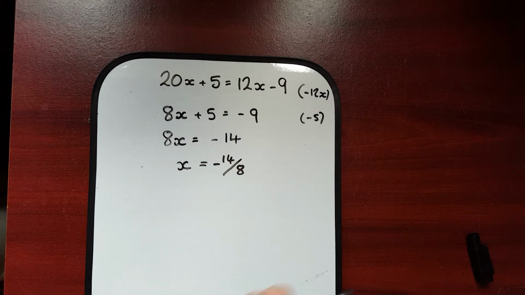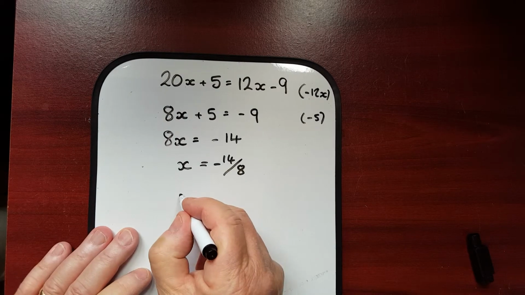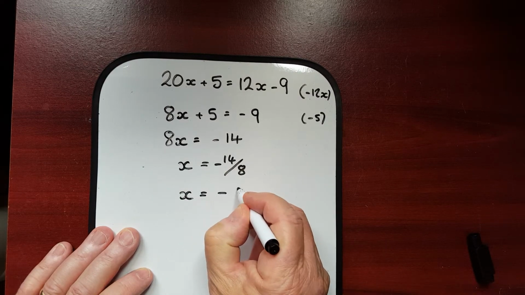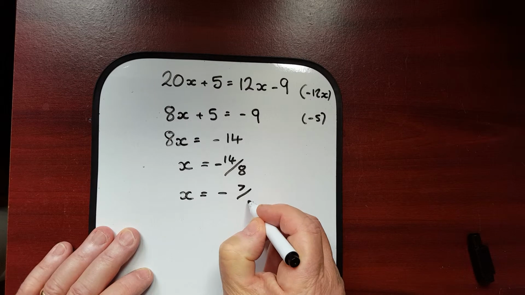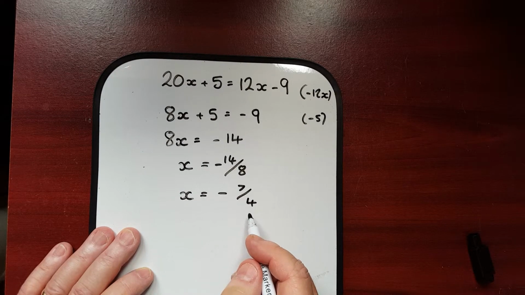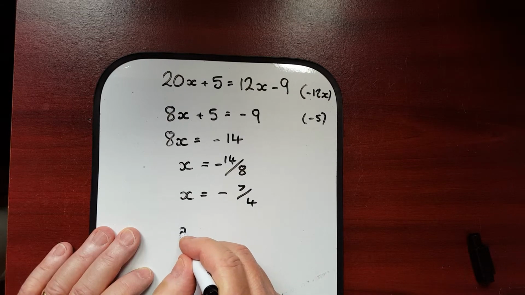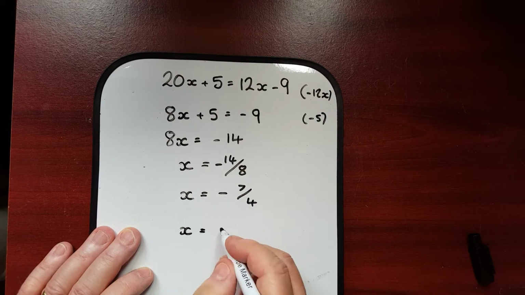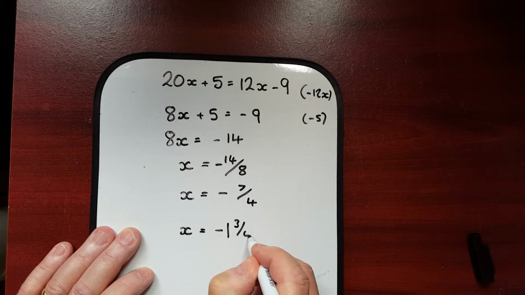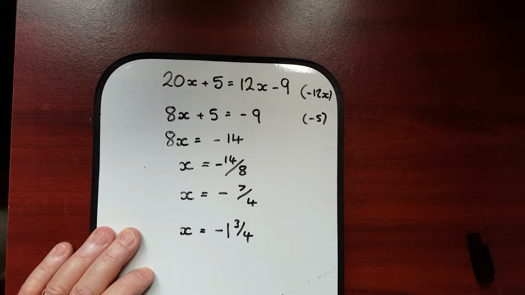That's why I said earlier on, avoid minuses if you ever can. Now, that can be simplified because you can halve both of those numbers. So instead of 14 over 8, we can have it as minus 7 over 4. Okay, and that, of course, can be changed into a mixed number, can't it? Because 7 over 4 is actually the same as 1 3/4, so minus 1 3/4. So it can be completed like that.